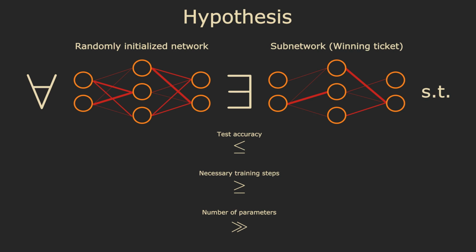First of all, after training, the winning ticket will generalize better, or in other words, it is going to have a higher test accuracy. Second of all, training of the winning ticket requires fewer steps than training of the original network. And lastly, the winning ticket has way fewer parameters than the original network. The authors mentioned that it is often less than 10 to 20% of the original number of parameters.